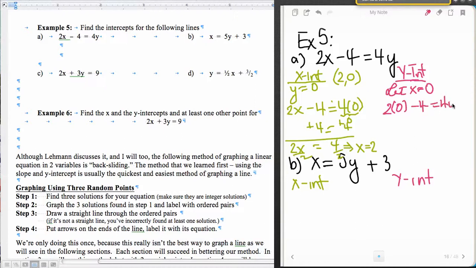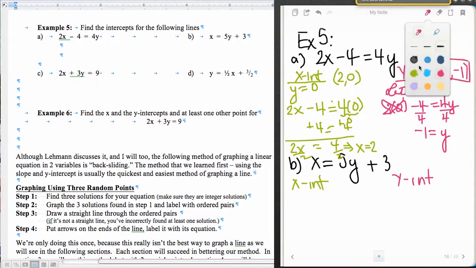So we have multiplication by the reciprocal of the numeric coefficient of y on both sides. Remember this is just 0, so it's like it's not there. And that's a negative 1 is equal to y. And finally we write it as an ordered pair. The x is equal to 0 and my y is equal to a negative 1. And that's my y-intercept, and then my x-intercept here.